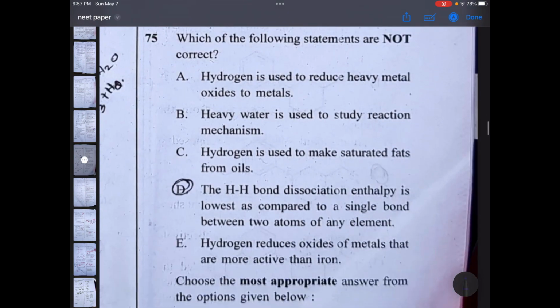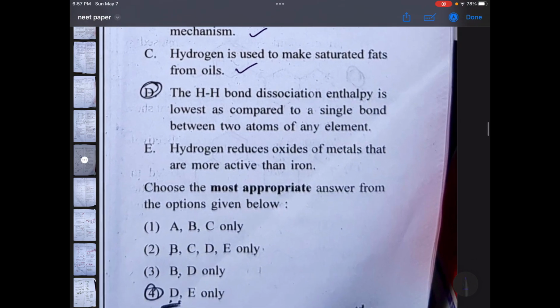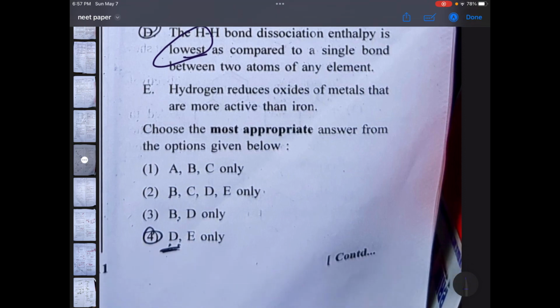You did right. Hydrogen is used to reduce heavy metal oxides to metals, sometimes right. Heavy water is used to study reaction mechanism. Hydrogen is used to make saturated fats. The hydrogen bond dissociation enthalpy is lowest. No, this is highest, 432, around 430 kilojoules, means very, very, very high energy. So this is a wrong statement. Hydrogen reduces oxides of metals that are less active than it, not more active. So D and E. So you made it right, madam.